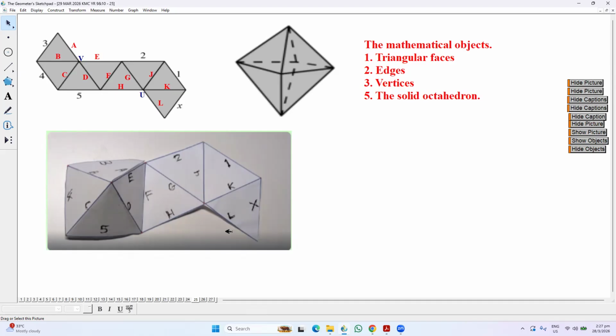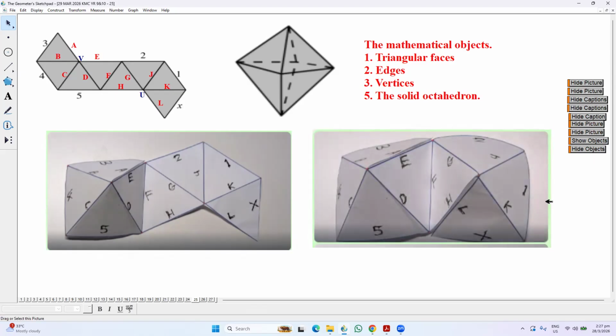Now we can picture folding the other half of the octahedron. So the edges G, H, L, K, and J form the sloping edges. H will join to L. Therefore, X, 1, 2, and F form the square.